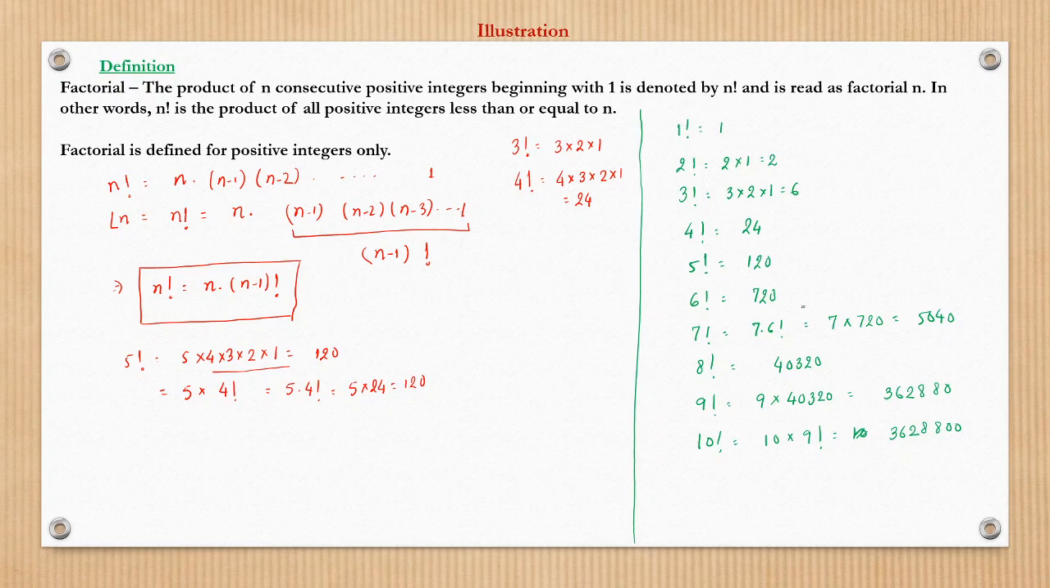It's quite useful to remember the factorials till 6 factorial. Subsequent numbers are actually a bit difficult to remember, but if we can remember 6 factorial, that would be easier for us in different calculations.